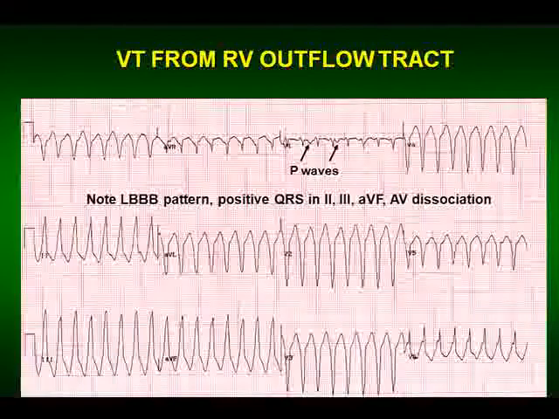We can say that it has a left bundle type pattern, and it's upright in the inferior leads, 2, 3, aVF, and it's negative in 1 and aVL. So this is a tachycardia from the septal border of the right ventricular outflow tract in most cases, not all, but in most, and we can then be pretty sure of how to approach this particular rhythm.